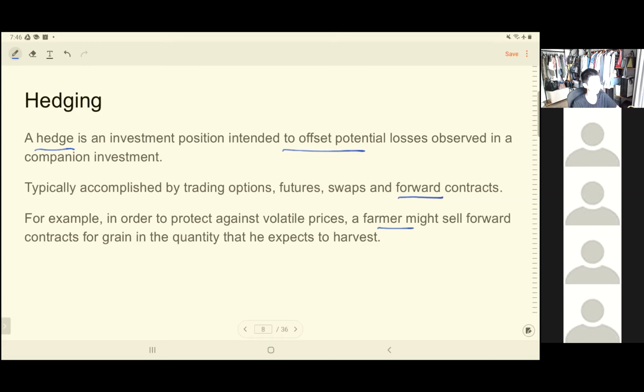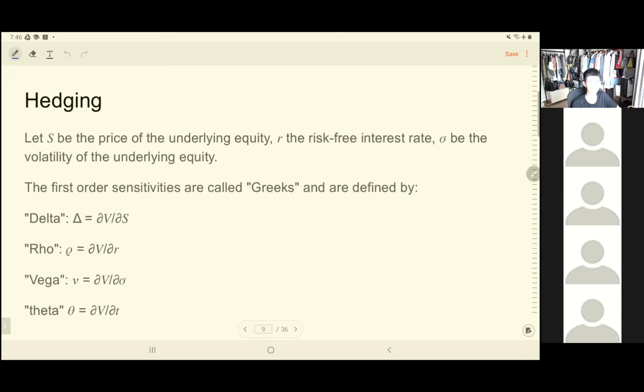So of course, we're not talking about wheat and agricultural commodities in this particular case. We're talking about some other sorts of things. And so typically what happens is that Securian Financial, for example, will trade some options and futures and swaps in order to protect against these risks.